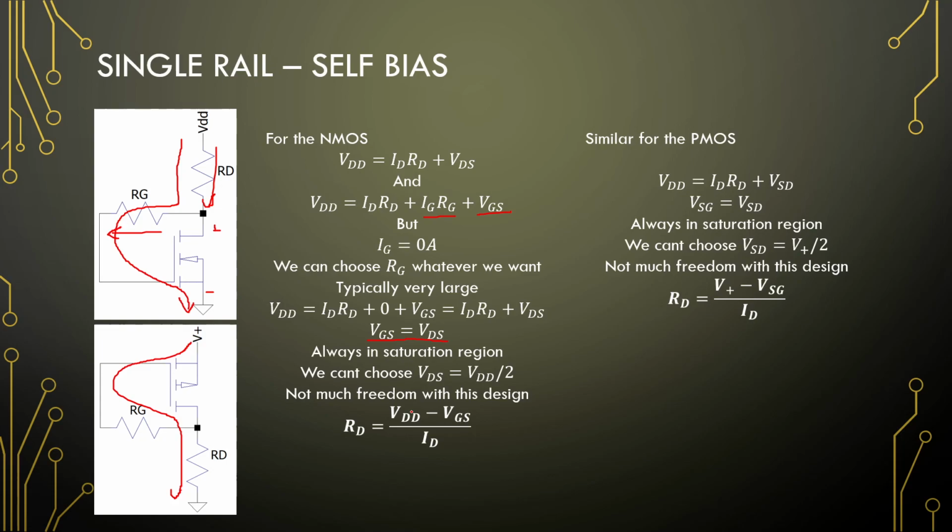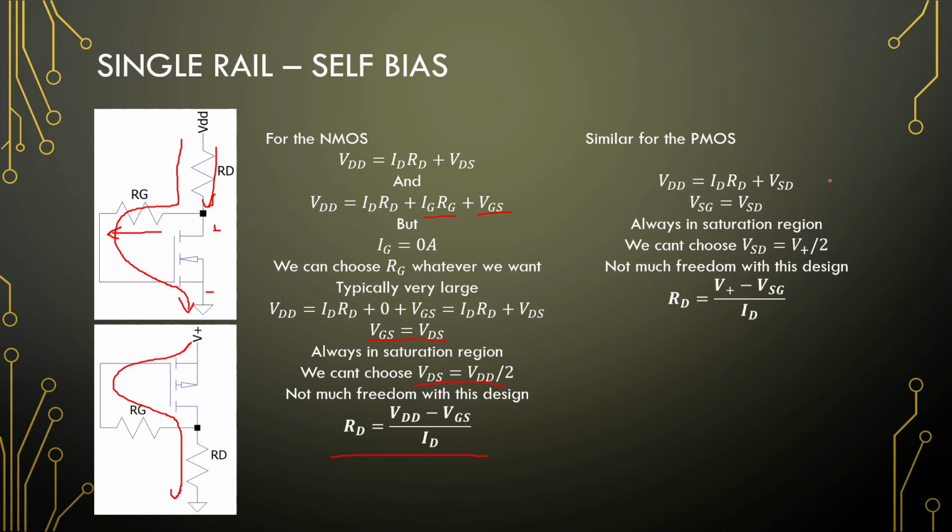Now, the problem that you have with this is typically a very small voltage, and we can't choose our VDS equal to VDD over 2, like we want if we want maximum output swings for amplifiers. So you don't have so much freedom in your design, but designing this is relatively easy: you just take your VDD voltage, subtract the VGS that you calculated, and divide it by the current that you want, and that gives your drain resistor.